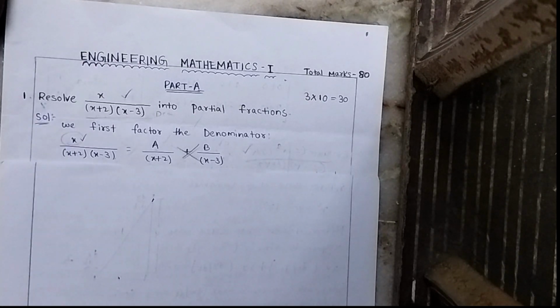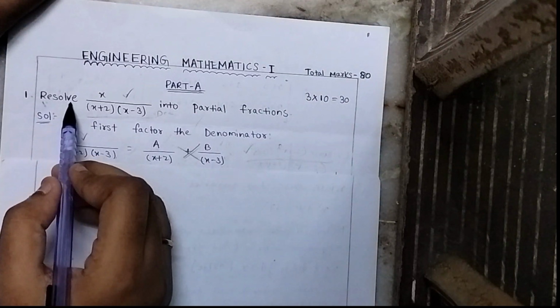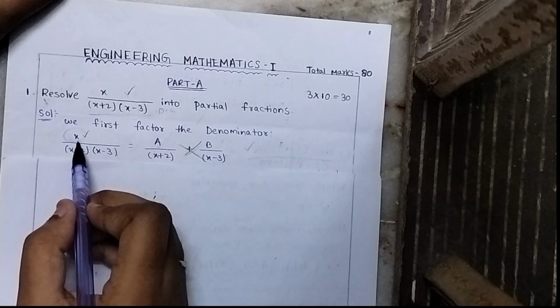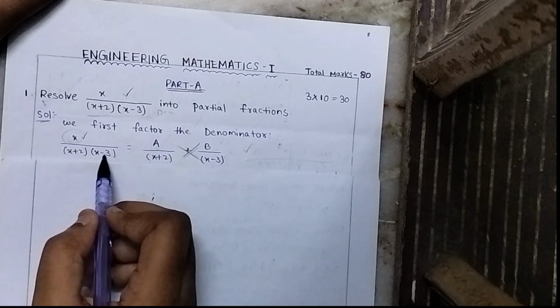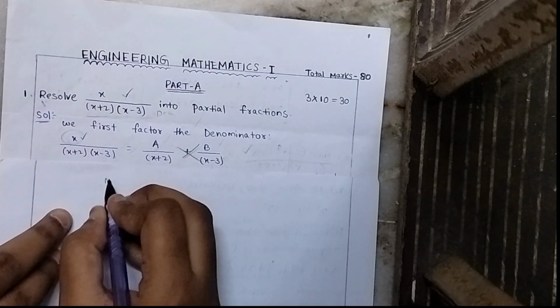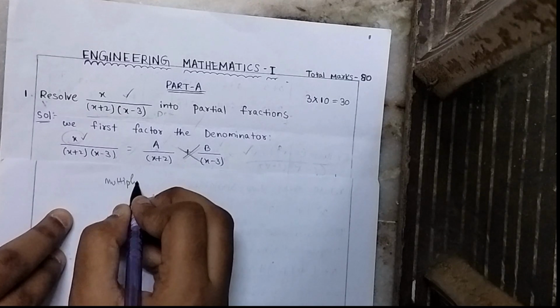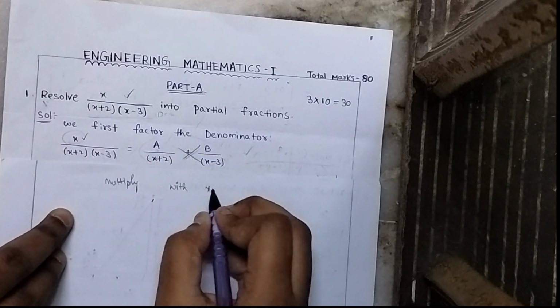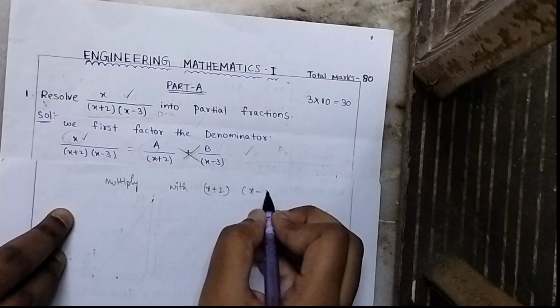So now we are going to solve this paper. First question is resolve x by (x plus 2) into (x minus 3) into partial fractions. So expanding this, x by (x plus 2) into (x minus 3) equals a by (x plus 2) plus b by (x minus 3). Now multiply this equation with (x plus 2) into (x minus 3).